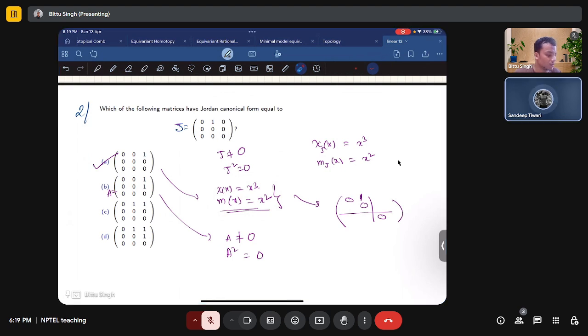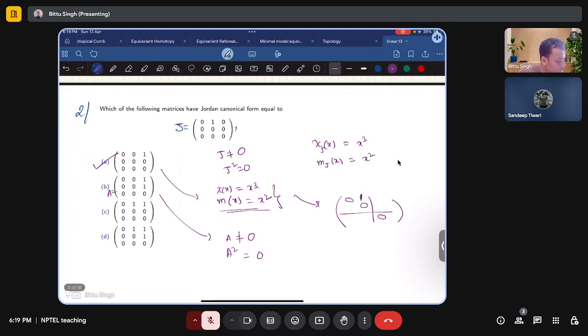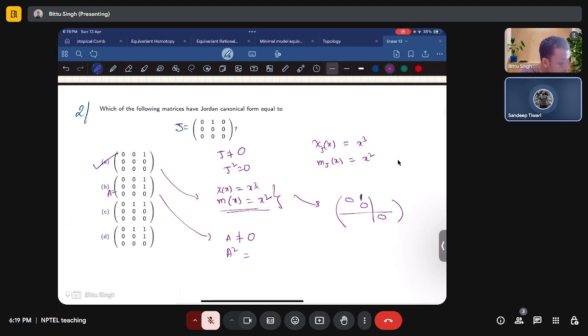Sir, that is, sum up the first two columns, how, sir? I am not understanding. Yes, sir. So let me calculate this A square. No, sir. The calculation is clear, sir. The calculation is clear, but how are you concluding this without calculation?